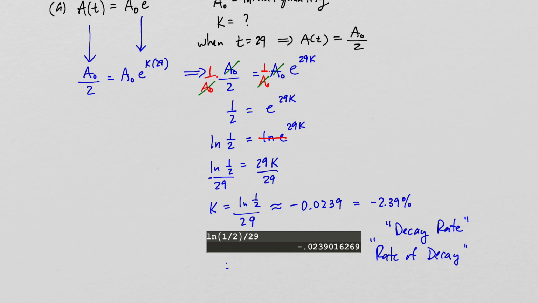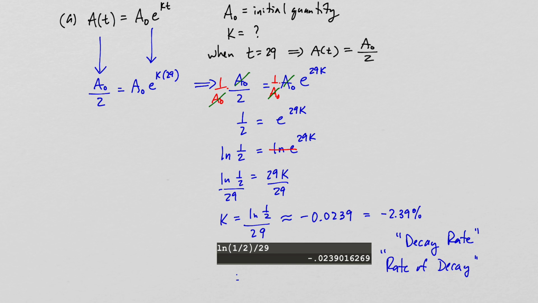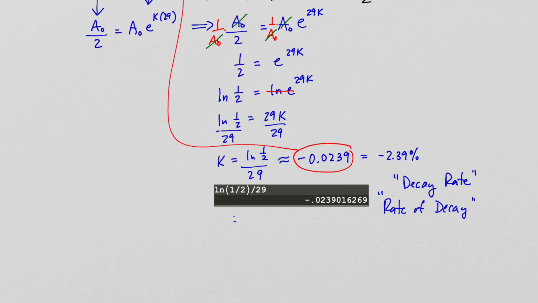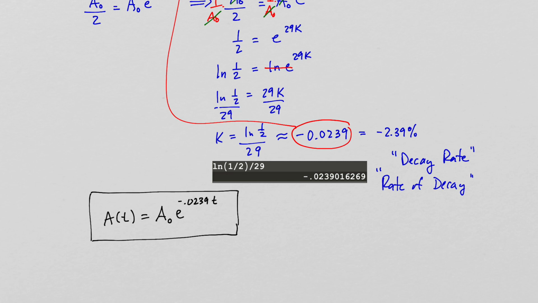It's losing, not gaining. Now what I can do is take that value of k and plug it back into our function up here. If we do that, we get A of t is equal to A sub 0 times e to the negative 0.0239 times t. And this is the model for exponential decay.